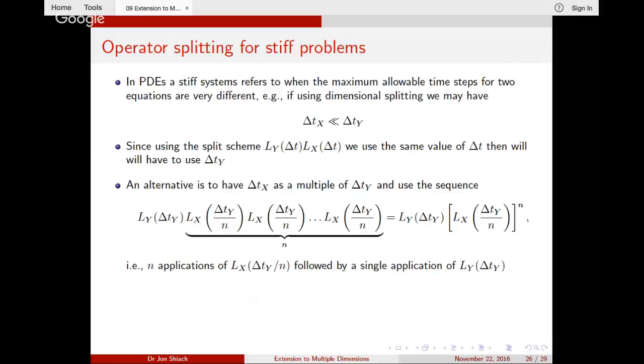So if we're using a split scheme, then we have to use the same value of delta t for both schemes. But what is quite nice is, let's say that our delta tx was a lot less than delta ty. What we can actually do is apply lots of operators in the x direction, then apply the operator in the y direction just once, which is the same as doing that. So let's say delta ty was equal to n times delta tx. So you do n lots of solutions in the x direction followed by one lot of solutions in the y direction.